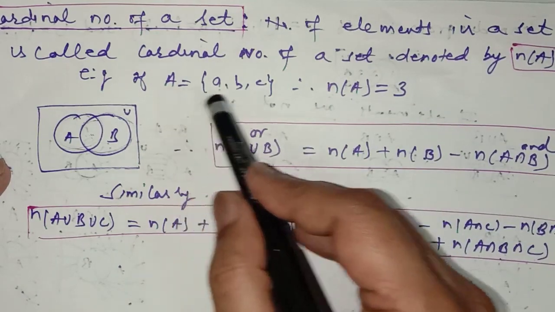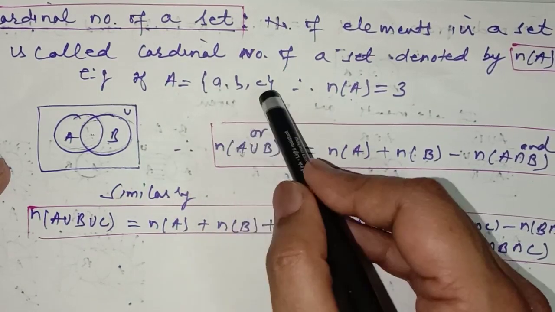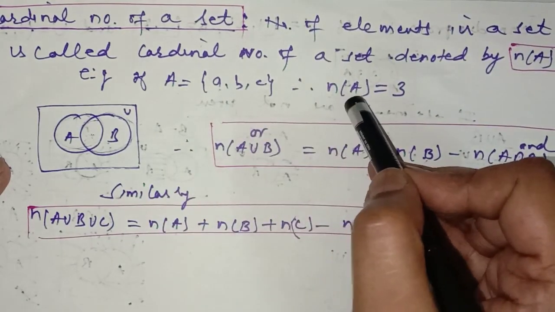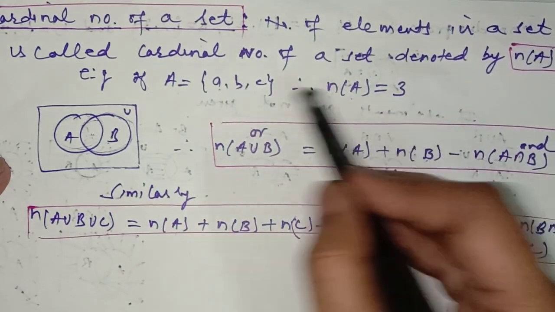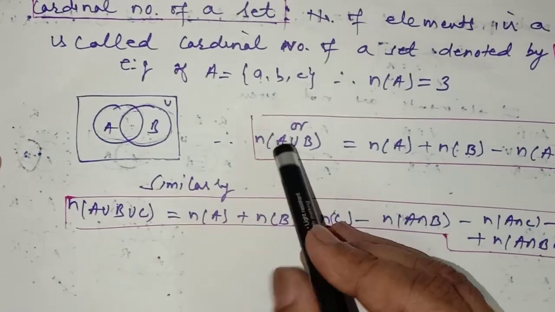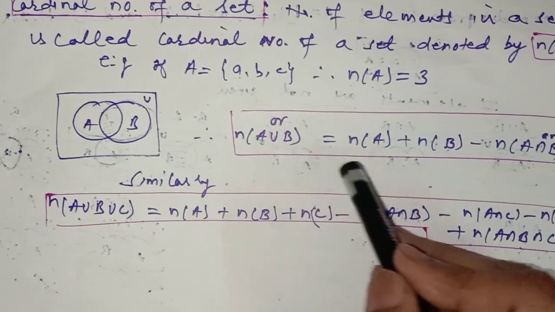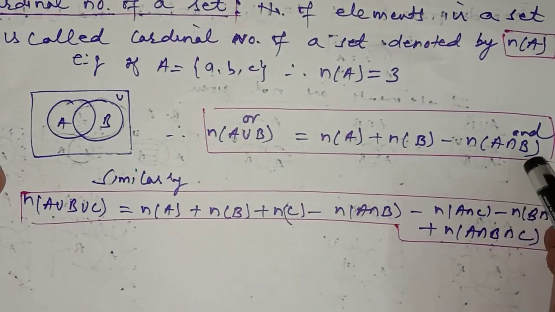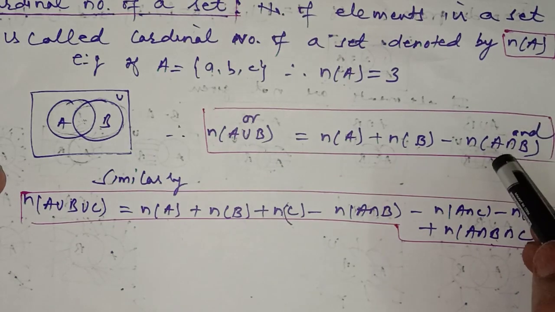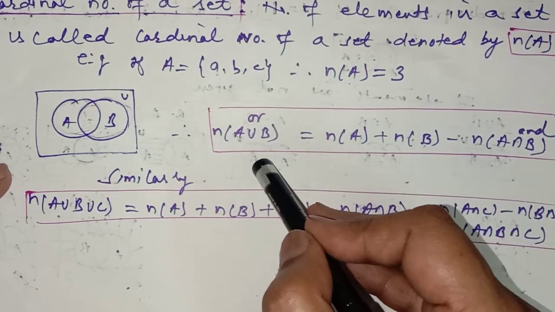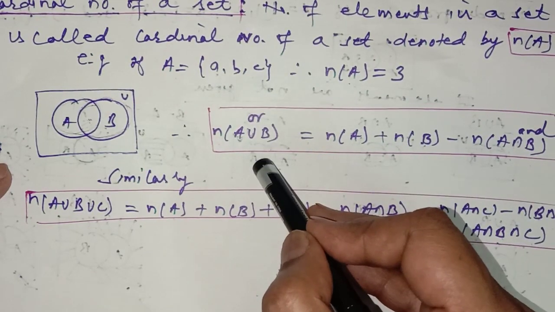Let us take a set A which contains the elements 1, 2, 3. So how many elements are there in set A? We write the cardinal number of set A, denoted by small n(A), which is equal to 3. Three elements are there. After that we have the cardinal number formula: n(A union B) is equal to n(A) plus n(B) minus n(A intersection B). Intersection is denoted by AND, and union is OR, which also denotes at least one.